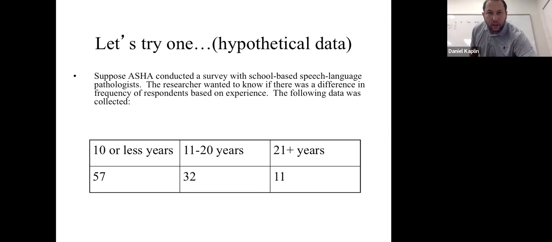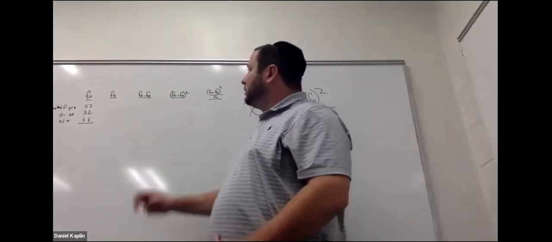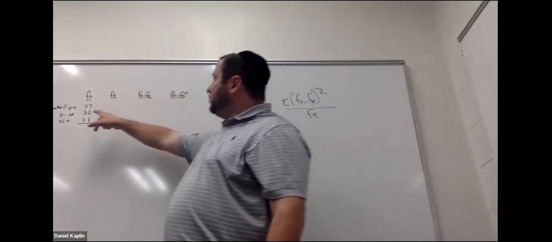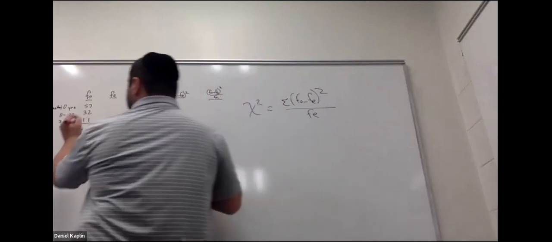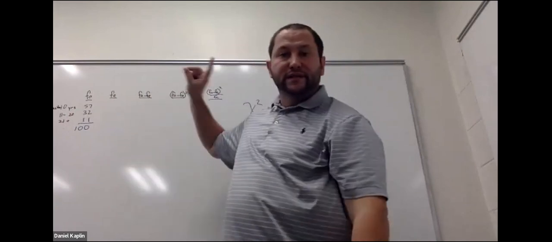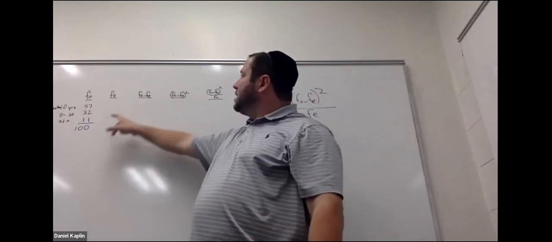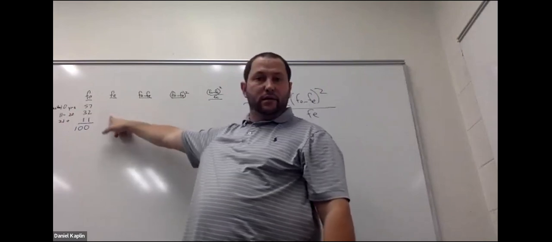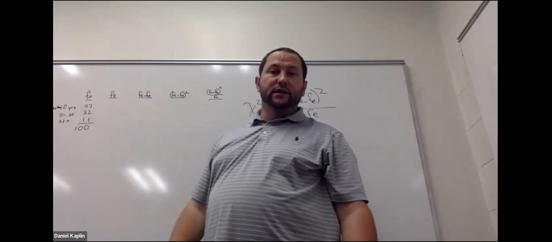So now let me work through the steps with you. I'm going to stop my share for the time being. And we're going to add this up and we're going to get 100 respondents. So the sum of the FO column is 100. Now, how do we get the FE column or the expected frequency?